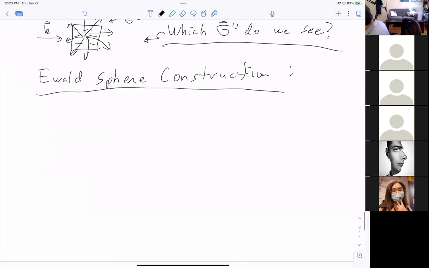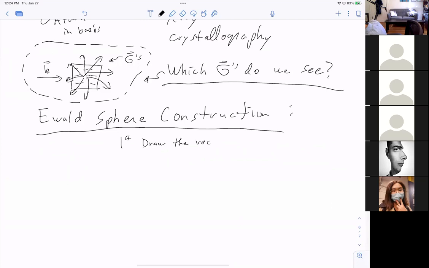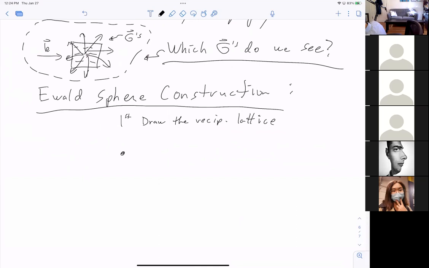So this is the experiment I've drawn in the picture on the left, I'm circling it right now. To understand which G's we see when we do X-ray crystallography, the first thing we do is draw the reciprocal lattice. I'm just going to make up a fake reciprocal lattice and draw it. So let's say that this is the reciprocal lattice. Okay, now I got a reciprocal lattice.